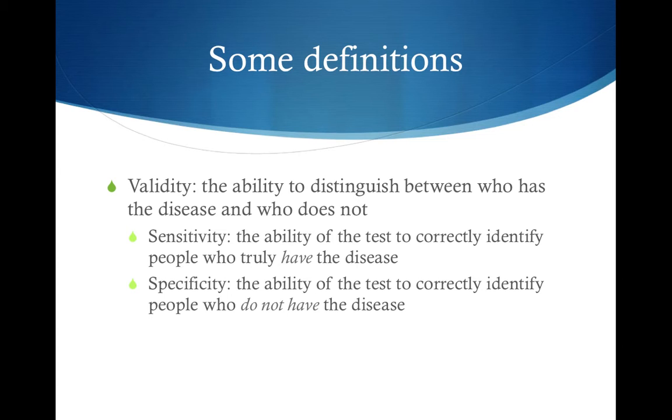There are two terms that have a conceptual and a quantitative description of how to describe screening tests. One is sensitivity, and this has to do with how well the test can correctly identify people who truly do have the disease, whereas specificity is the ability of the test to correctly identify people who do not have the disease.